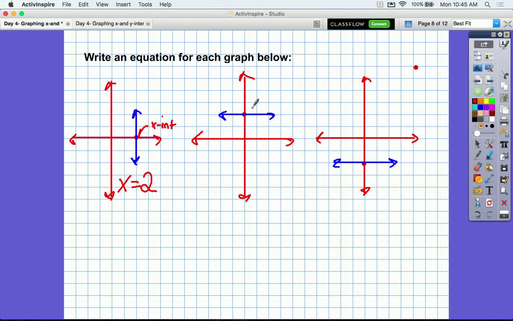I see on this line the y-intercept. I know my equation is going to be y equals. Well, what does y equal? y equals 2 because it's at 0, 2 on the y-intercept. Last one, horizontal line. y equals -2. That is it. Graphing horizontal and vertical lines.